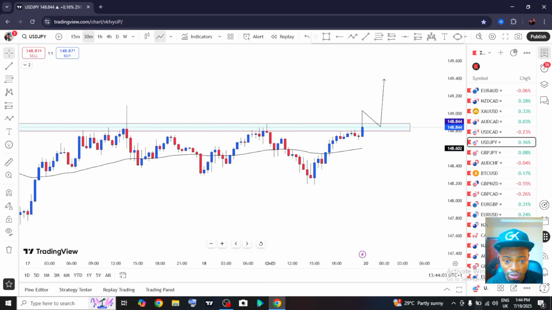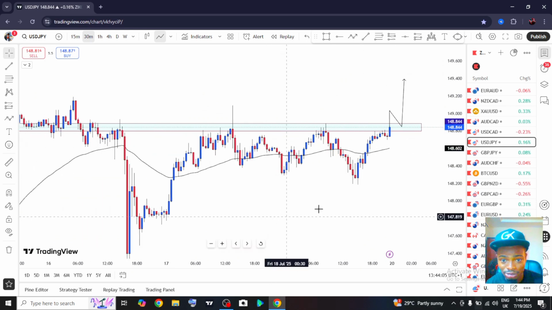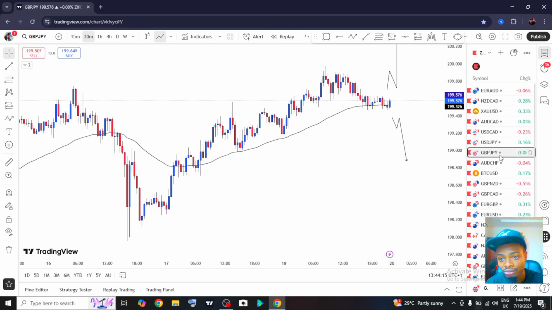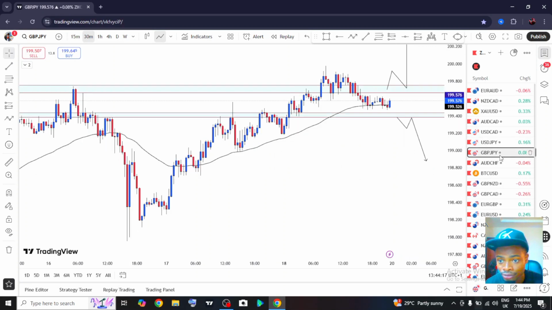I think I'll prefer to play this trade on the 30 minutes because there is more market structure for us to continue buying. So we have a break and a retest and an engulfing. I'm interested in buying these markets this week. Another pair, GBP CHF, GBP JPY, right?